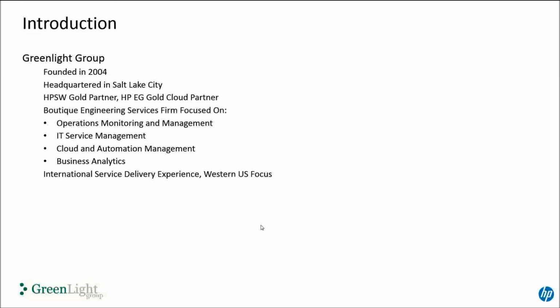So a quick intro of who Greenlight is, what we are, what we represent. We were started in 2004. We're a group of folks that are fundamentally ex-ops engineers in one form or fashion. We're headquartered in Salt Lake. We're a Software Gold partner, and we're also an EG Gold Cloud partner. So what that means is we do software on the EG side, not hardware. So fundamentally the CSE product and some of the other software-oriented products there, like OneView and things like that.